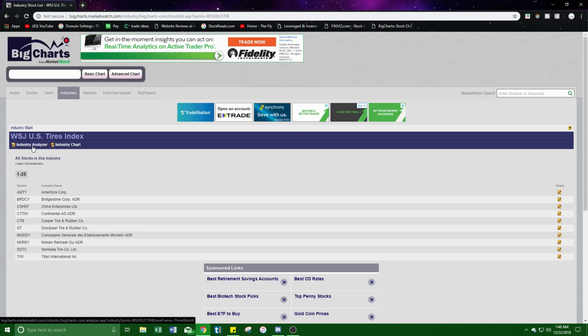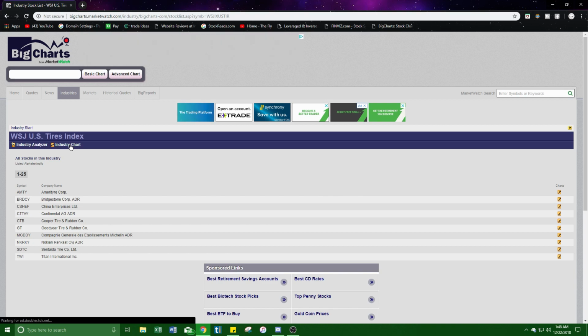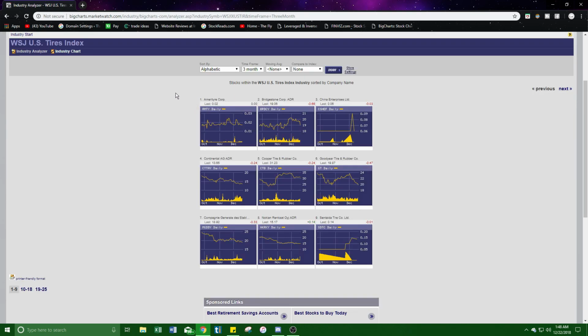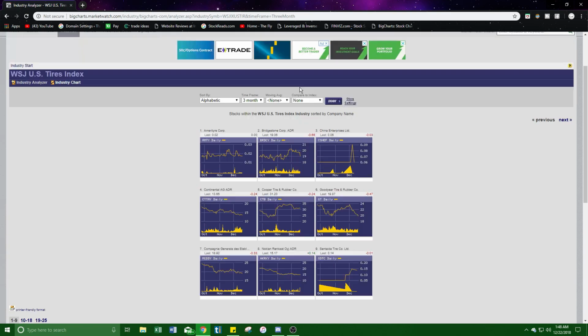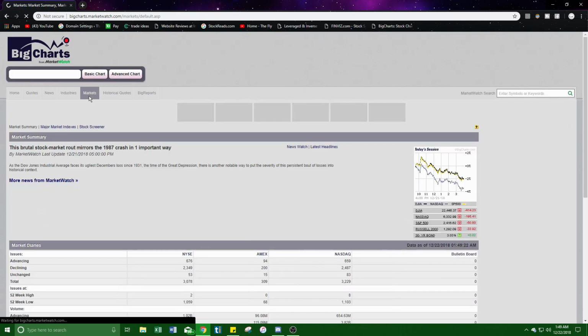You got industry analyzer and industry chart. Click on that and it shows you all the tickers there. Just a quick daily chart for you on a line chart, but you could change it if you wanted. You can compare it to the S&P 500, the Dow Jones, the NASDAQ, the Russell 2000. You could slap on a moving average if you want, change the time frame, and you're sorting it alphabetically. Next, let's click on markets.